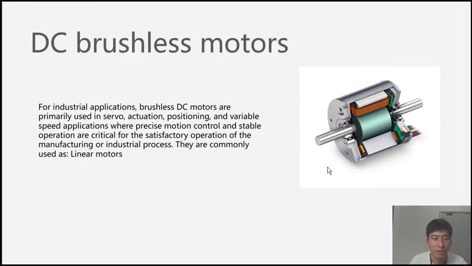For industrial applications, brushless DC motors are primarily used to serve actuation, positioning, and variable speed applications where precise motion control and stable operation are critical for the satisfactory operation of the manufacturer or industrial process. They are commonly used as linear motors. That's the application of AC motors and DC brushless motors.